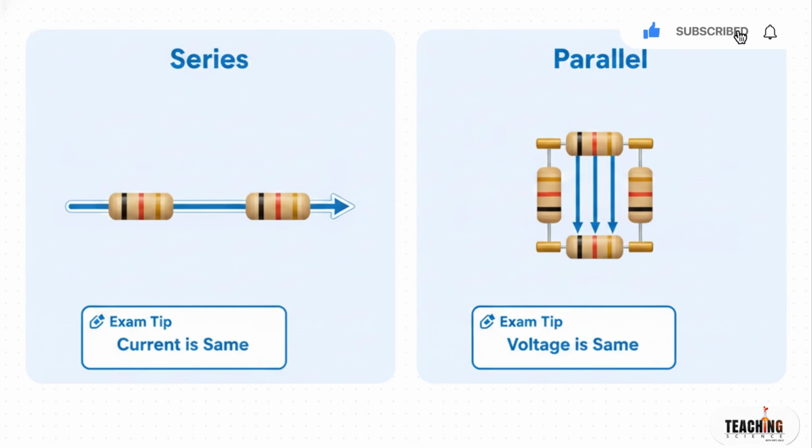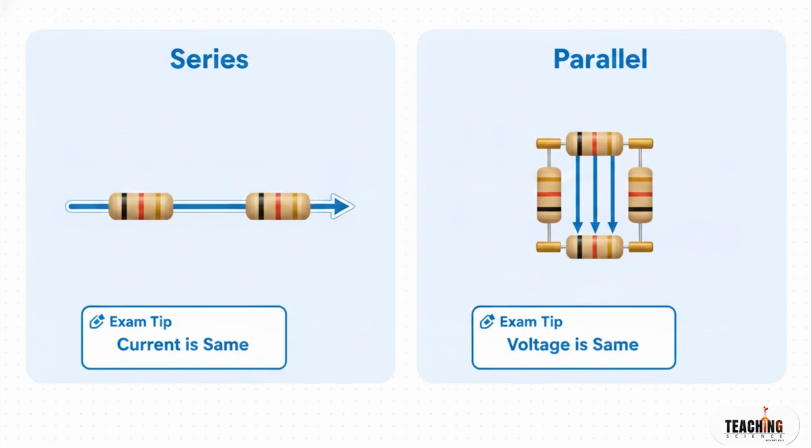So, to find the total resistance, you just add them up directly. Total R equals R1 plus R2 plus R3. This means your series resistance is always going to be higher than any single resistor in that chain. Now, in a parallel combination, the resistors are basically stacked between two common points. Here, the current actually divides up among the paths, but the voltage across each resistor remains exactly the same.